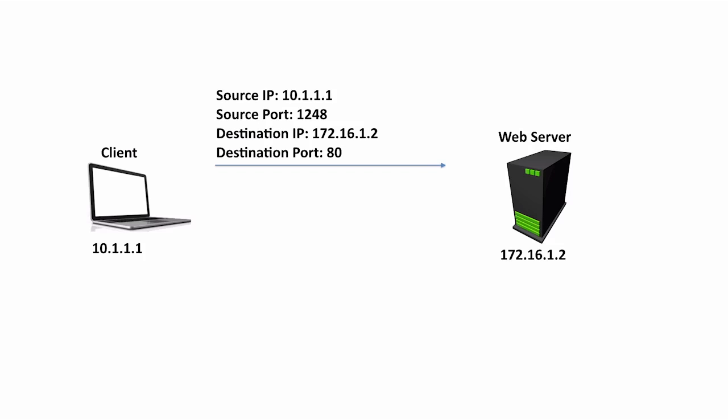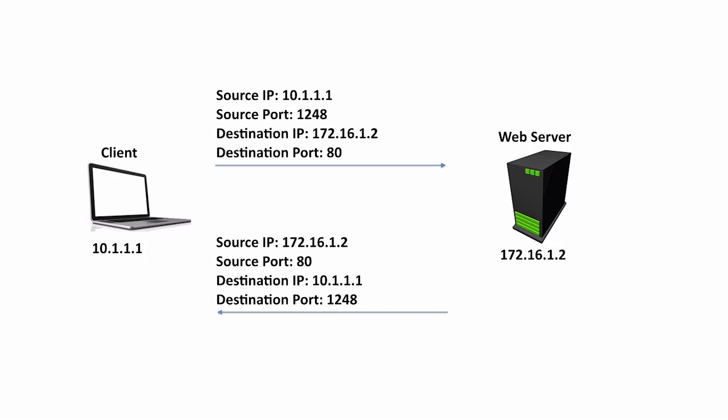Well, let's say that I'm going out to the web server and I'm saying, give me this web page. When the web page comes back, these numbers get transposed. If we were to examine a packet coming from the web server going back to the client, notice the source and destination IP addresses are flipped, they're transposed. And now the source port number coming from the web server is 80, and the destination port number is the port number of that client, 1248.